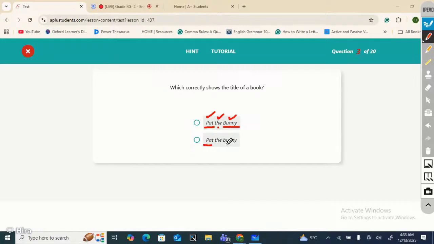First word capitalized, second one not capitalized. And this is also fine. So, this is incorrect, and this one is correct. Option 1 is correct.